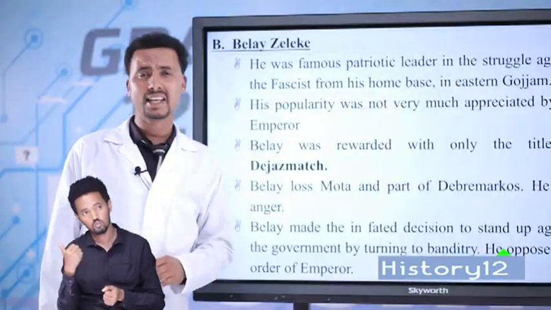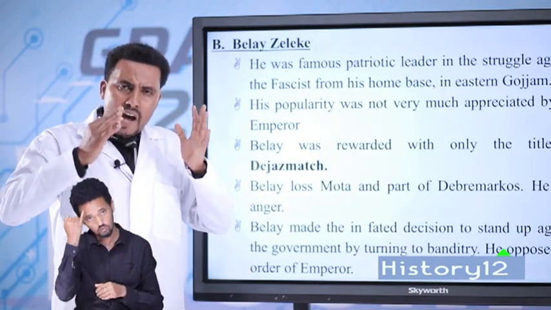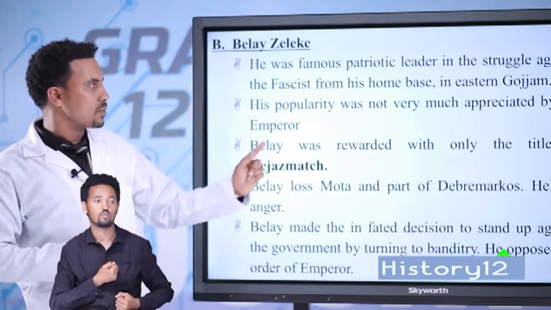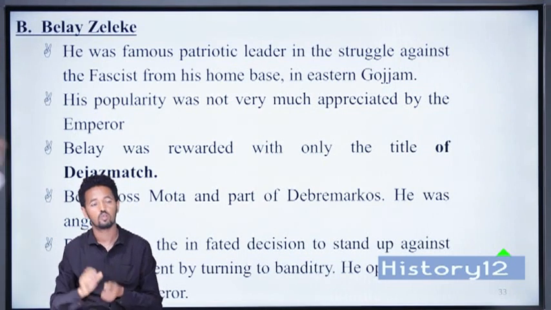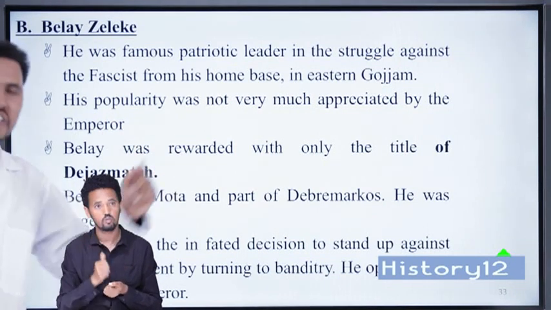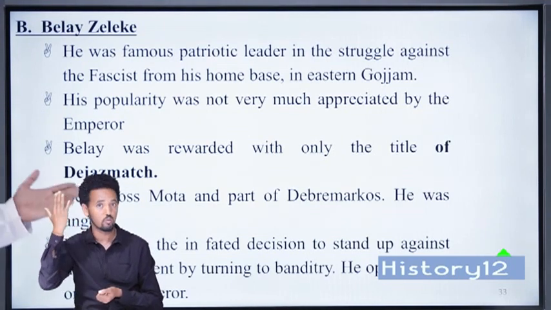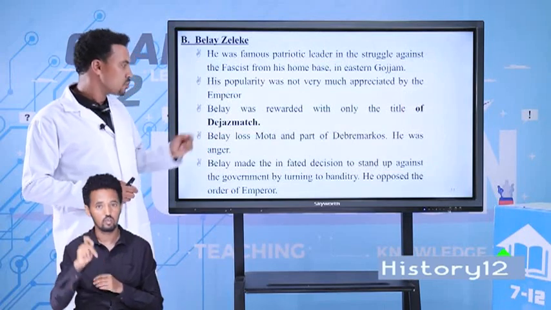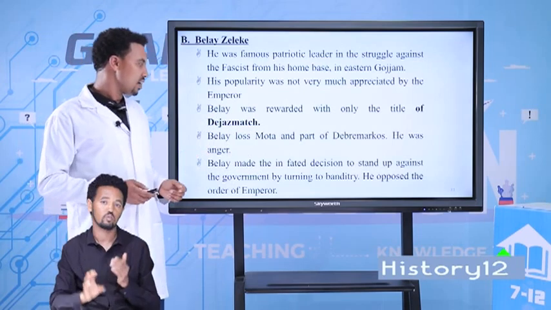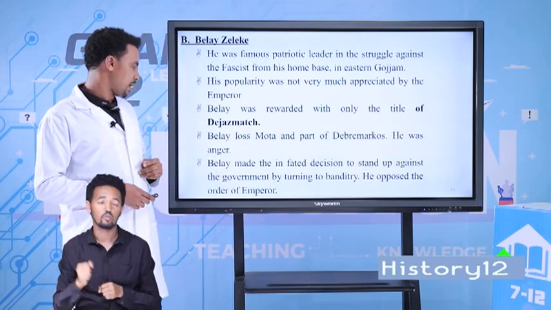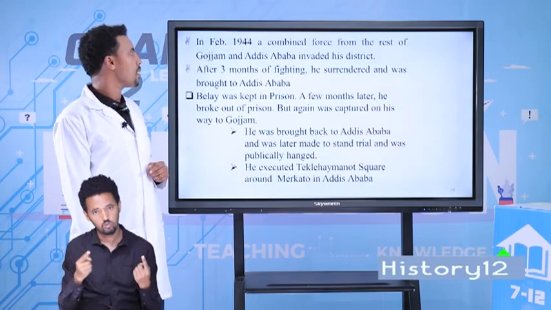The other one, Belay Zeleke, was a known patriot during the Italian occupation. He was a famous patriotic leader in the struggle against the fascists from his own base in eastern Gojam. His popularity was not much appreciated by Emperor Haile Selassie, and Belay was rewarded with only the title of Dejazmach. Belay lost Mota and part of Debre Markos. He was angered, and made the infatuated decision to stand up against the government by turning to banditry, and he opposed the order of Emperor Haile Selassie.